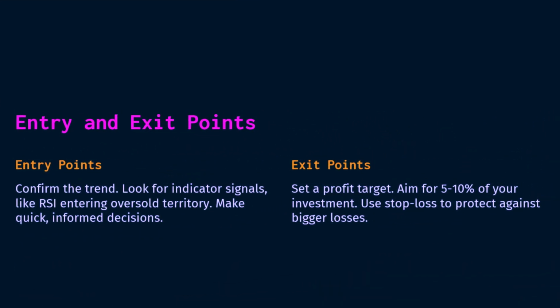Entry and exit points. Entry points confirm the trend. Look for indicator signals like RSI entering oversold territory. Make quick, informed decisions. Exit points. Set a profit target. Aim for 5 to 10% of your investment. Use stop loss to protect against bigger losses.